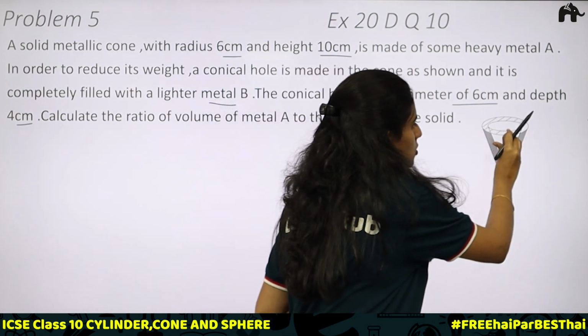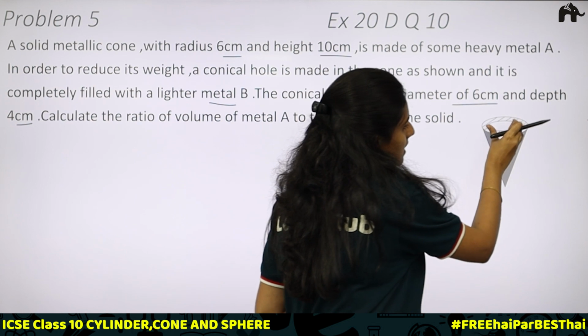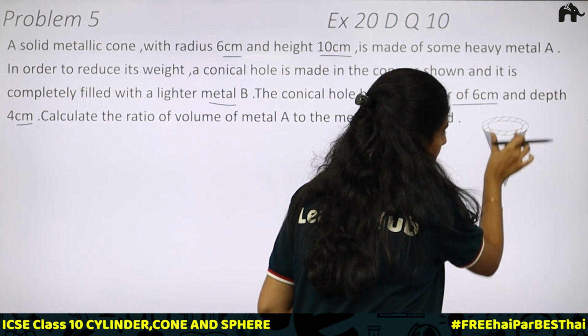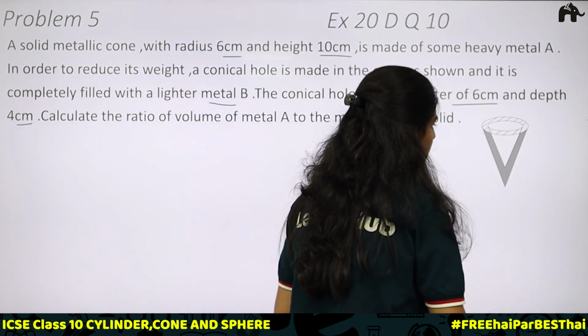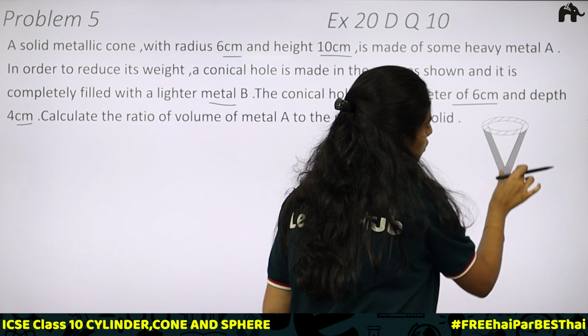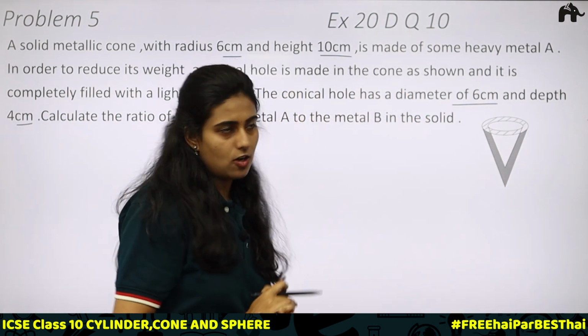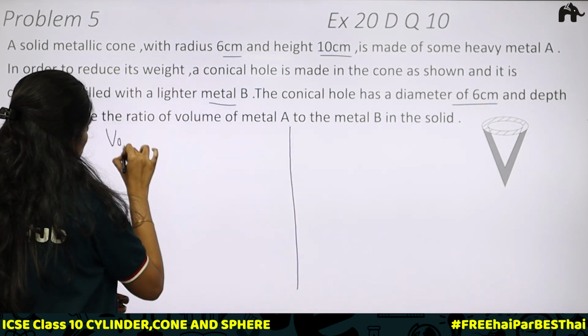Okay, and this portion is filled with metal B. Now, when this portion is filled with metal B, only the shaded region here is filled with metal A. We need to find the ratio of volume of metal A to the volume of metal B in the solid. Okay. First, let us find the volume of the whole cone.